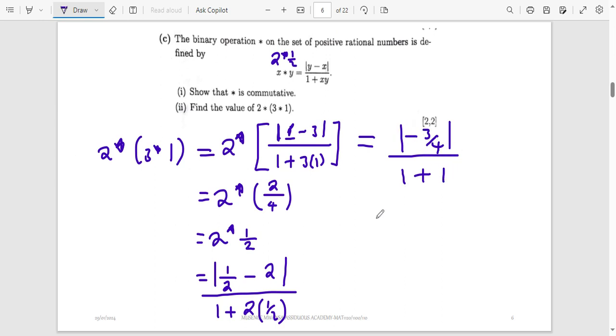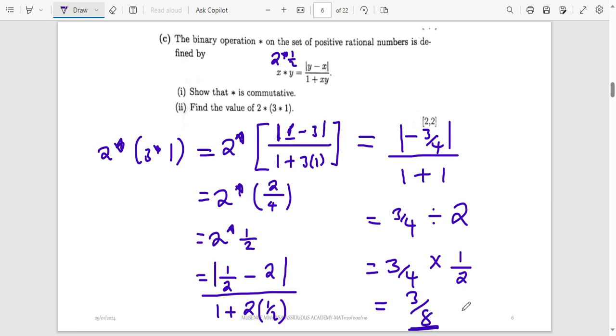The absolute value of negative 3 over 4 is 3 over 4. Let me say divided by instead of over. And in the denominator, we have got a 2. So this is the same as 3 over 4 divided by 2. We can change this to times so that it becomes 3 over 4 times 1 over 2, and so this is 3 over 8. Okay, so that is how you work out that one.